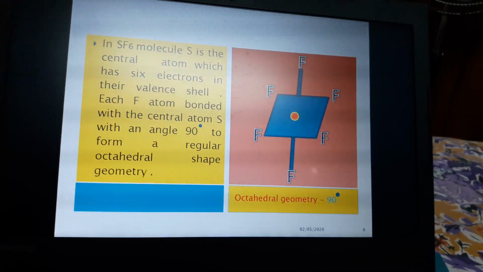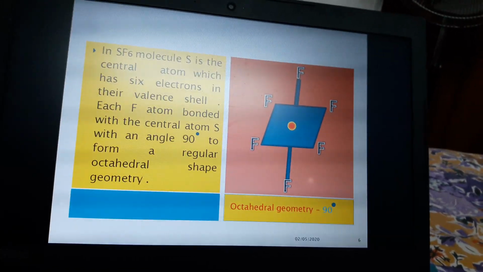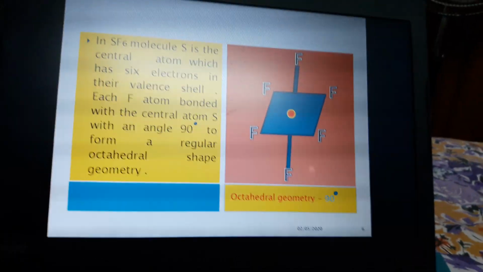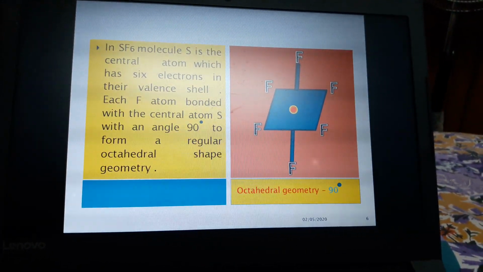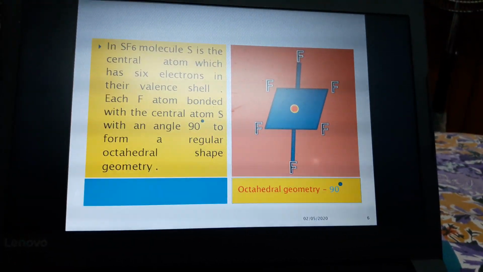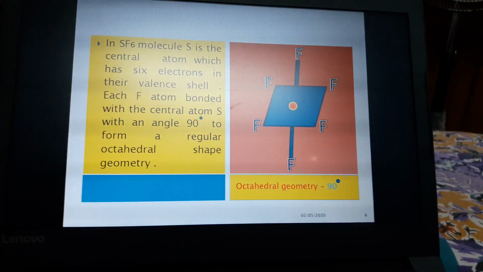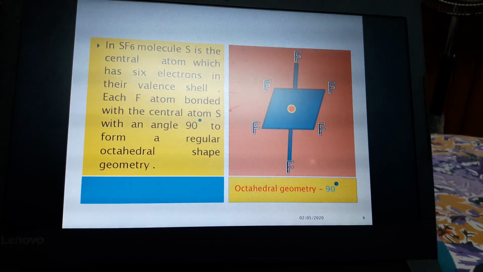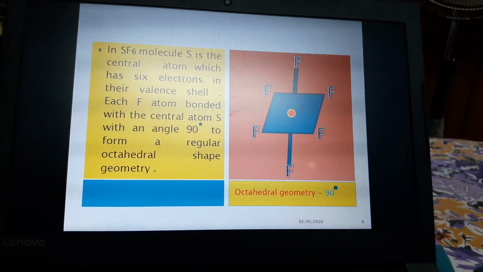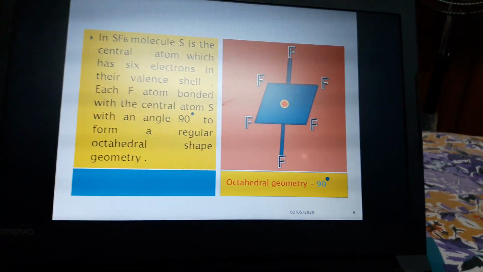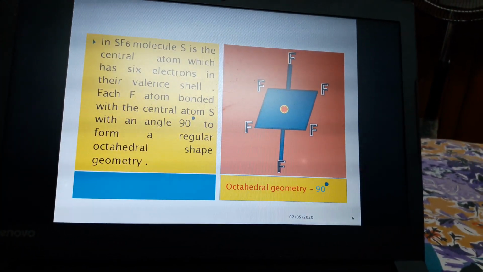Next is SF6, sulfur hexafluoride. In the SF6 molecule, the central atom sulfur has 6 electrons in its valence shell. Each fluorine atom is bonded to the central atom S at an angle of 90 degrees to form a regular octahedral geometry, and the angle is 90 degrees.